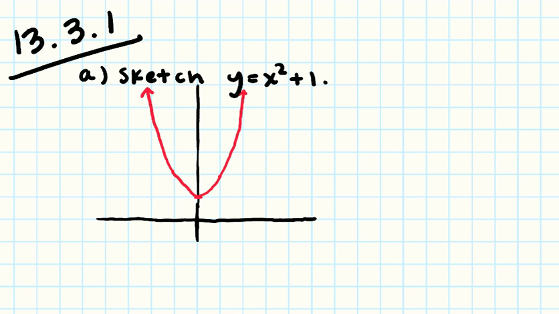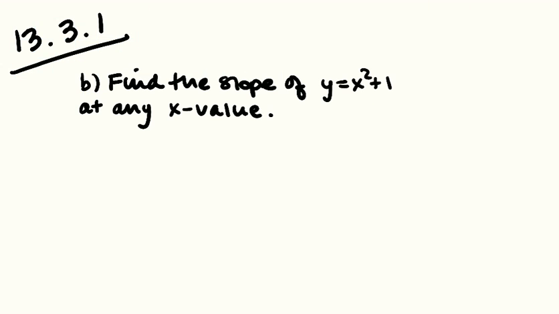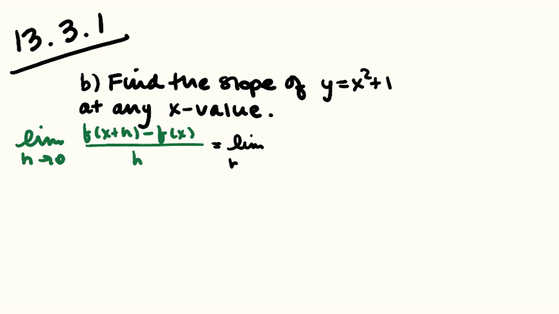Okay, Part B is going to ask us to use the limit definition to find the slope of the graph in terms of x. All right, well, we know the formula for slope. We learned that. That's the limit as h approaches 0 of f of x plus h minus f of x divided by h. Well, that's going to equal the limit as h approaches 0. F of x plus h, wherever I see x, I'm going to replace it with x plus h. So that's x plus h squared plus 1. That's f of x plus h. Minus f of x. F of x is x squared plus 1.